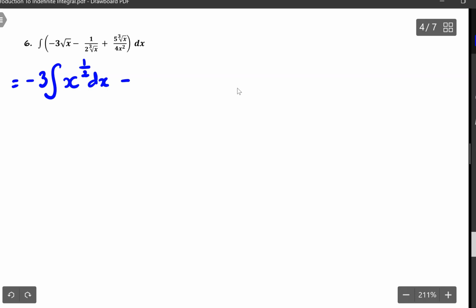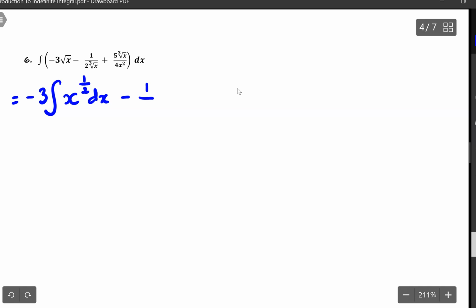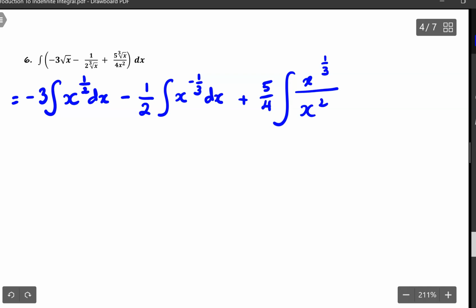My next step is to break this into another integral as well. So I will bring -1/2 across the integral sign, and inside the brackets, I will write x raised to the exponent -1/3. Don't forget the dx. The next step is to write plus, bring 5 across the integral sign, and inside the brackets, you can see that you will have a cube root of x, which I can write as x to the exponent 1/3 divided by x squared dx.